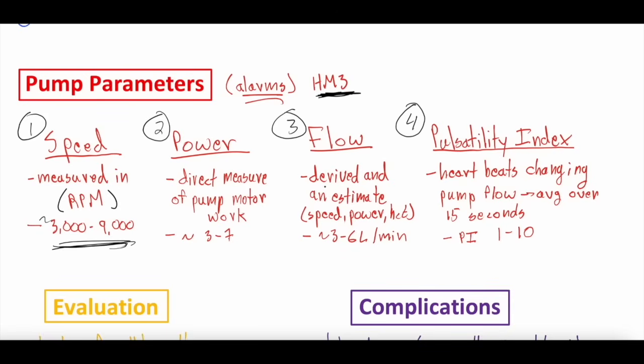Third is the flow. This is actually a derived and estimated value. This is not a direct measurement, right? Speed and power, these are direct measurements, whereas the flow is derived. And the derivation is based on the directly measured speed, the directly measured power, as well as the patient's hematocrit. The hematocrit is how many red blood cells they have going around. And this is 3 to 6 liters per minute. So the flow is the actual quote-unquote cardiac output, right? The liters per minute of blood that the pump is flowing around the body. It's about 3 to 6 liters per minute.